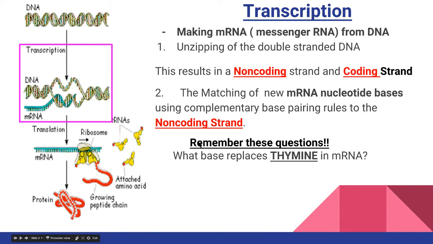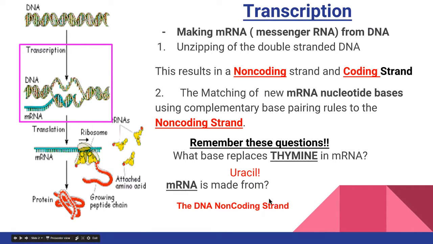So these are some important questions. What replaces thymine in mRNA? That's uracil. So adenine matches with uracil in RNA. Another one is where is mRNA made from? And that is the DNA non-coding strand. So those are two important questions to remember.